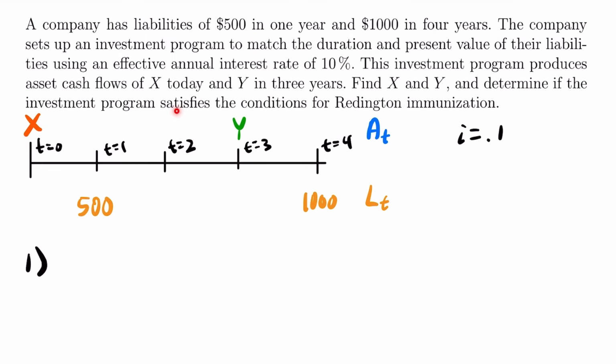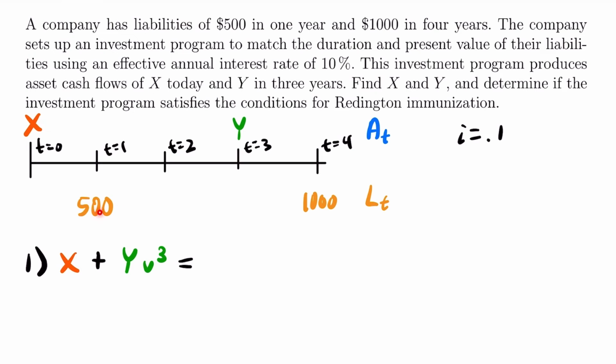The present value of the assets will just be X plus Y times v cubed. Right, the asset of X is already at time equals 0. It's already valued where the present value is valued, so we don't need to multiply it by any present value factors. And then the asset of Y is 3 years in the future, so we need to bring it back 3 years to the present, which is done by multiplying it by a present value factor to the power of 3. All right, so that's the present value of the assets, and they are going to be equal to the present value of the liabilities.